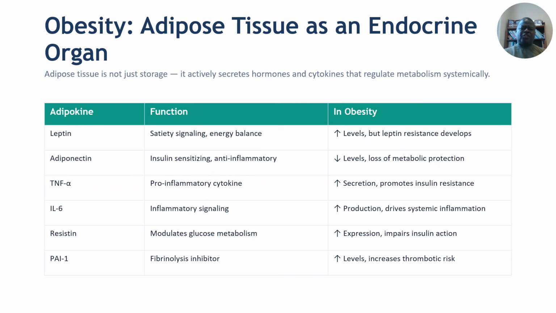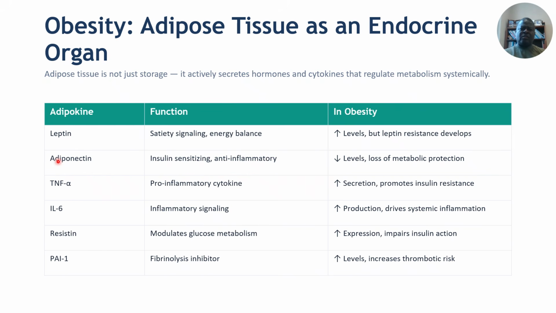So the adipose tissue is not just a benign energy store organ. It is a vital endocrine organ that secretes numerous hormones and signaling proteins known as adipokines. In obesity, this system becomes dysregulated, shifting the body towards chronic inflammation, insulin resistance, and metabolic syndrome.